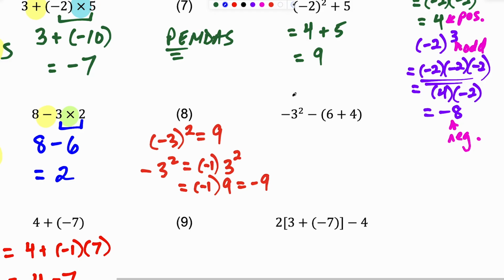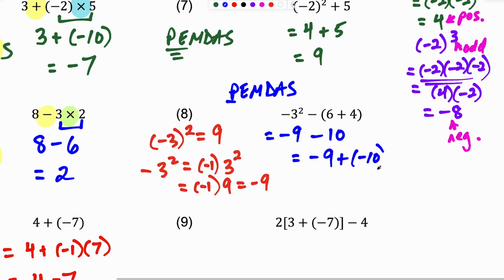However, I will respect the order here. In order of operations, when we have PEMDAS, we are doing parentheses first, then exponents later. So we'll work this part out first. 6 plus 4 on the inside is equal to 10. So we're going to be subtracting 10. But once again, this first part, minus 3 squared without parentheses, is equal to minus 9. So far, this question works out to negative 9 minus 10, which is the same thing as negative 9 plus negative 10, which is equal to negative 19.